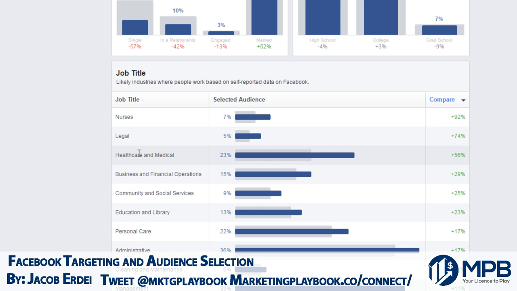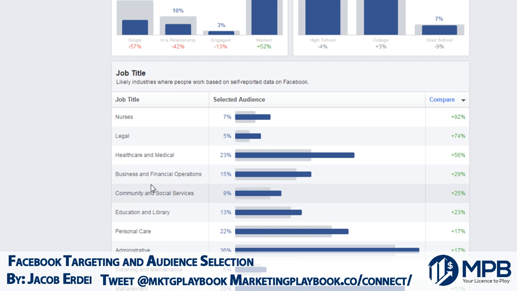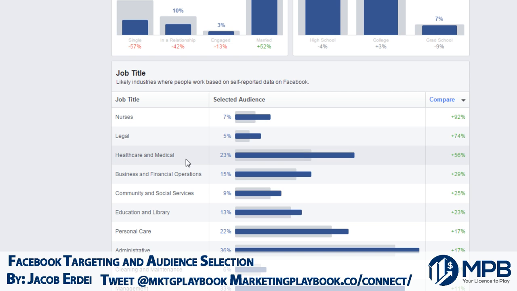But healthcare and medical make up 23%, and business and financial operations make up 15%. And then administrative makes up a pretty good amount. So these are all other options, because we can target by job titles. These are all different avatars that we could build our ad copy around. So I can target women between the age group we mentioned before who are married and who are nurses, and write ad copy specifically for nurses, with an image of a nurse enjoying her new bathroom remodeling or whatnot.